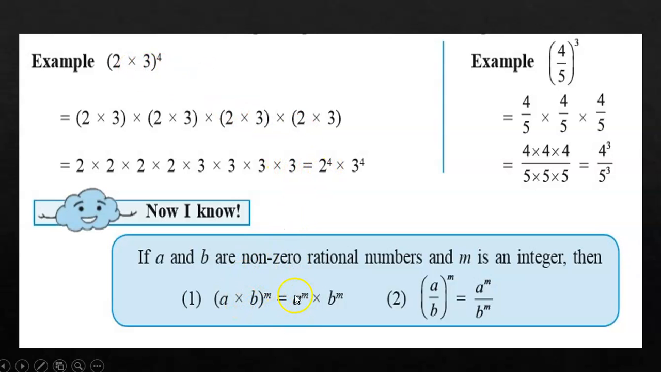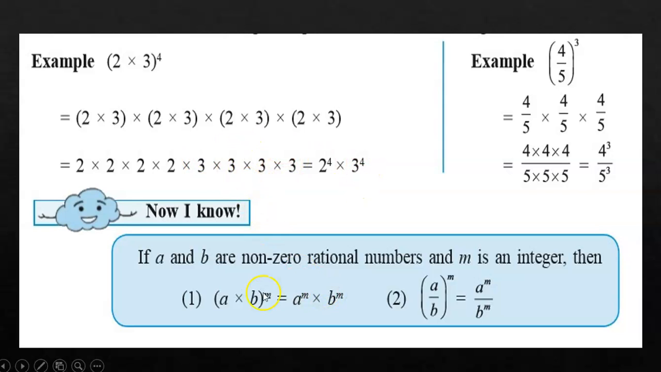And see, this is the law which simplifies this. If a and b are non-zero rational numbers and m is an integer, then a into b the whole raised to m would be a raised to m into b raised to m. Over here, a was 2 and b was 3 and m was 4.